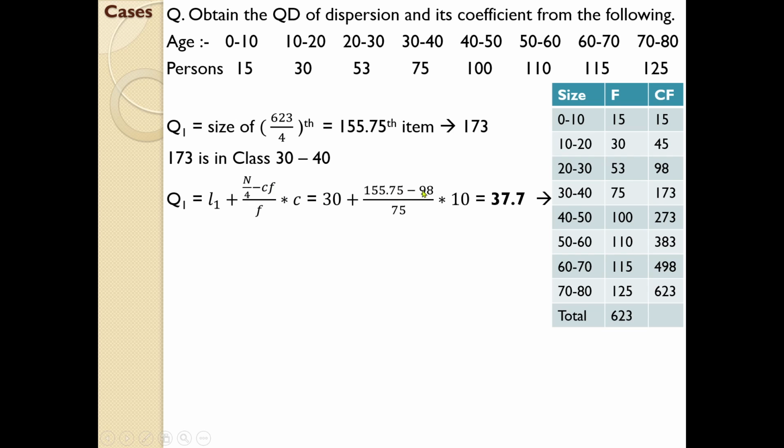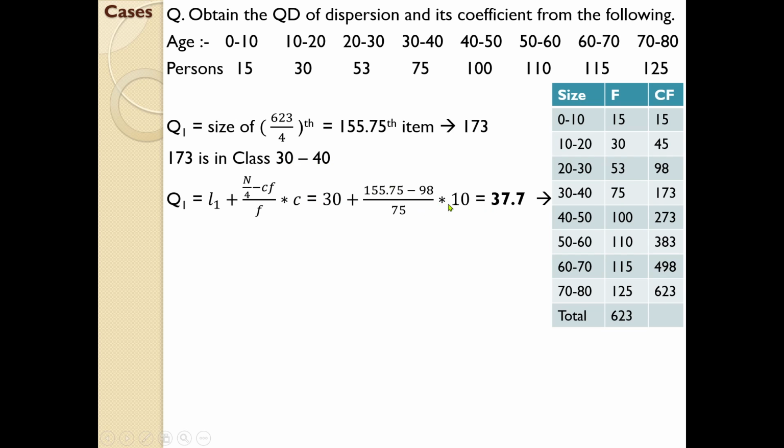Remember, you might think that this Cf has to be taken. No, you have to take the preceding value, that is 98, because the result of the subtraction should not come as a negative value. If you take 173, you will get a negative value. So you need to take the preceding value. So 155.75 minus 98, divided by f. f is the frequency that comes under that particular class. Here the class was 30 to 40, so the frequency is 75, into 10. 10 means the difference of the class interval.